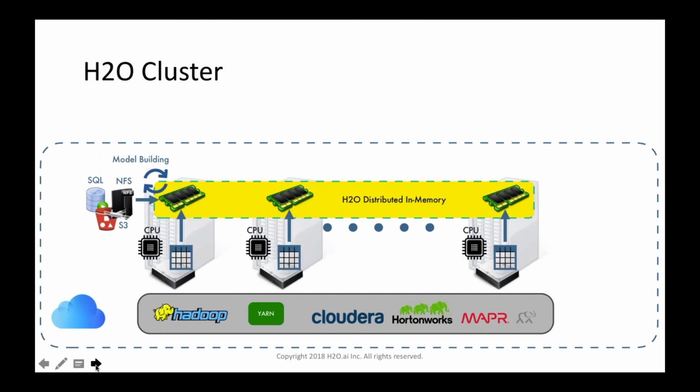Here's a typical H2O cluster. H2O itself is just a jar file, so it can run locally, on Hadoop, on Spark, which I'll talk about with Sparkling Water. On the cloud, it's very flexible. In this case, I'm showing a picture of H2O running on top of a Hadoop cluster with multiple nodes. H2O is distributed in memory, so we can have the data across multiple machines, as you can see here, different pieces of the data. And we can use this H2O cluster for very fast model building.